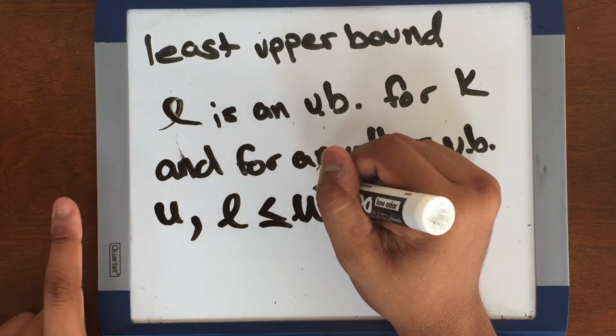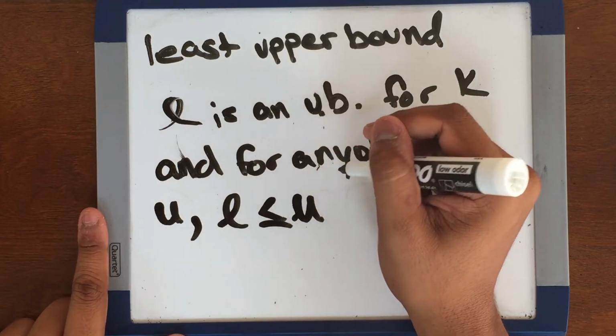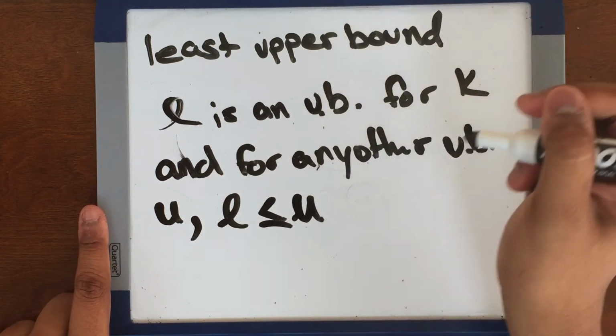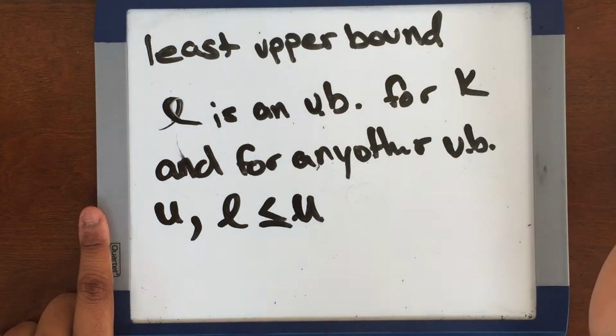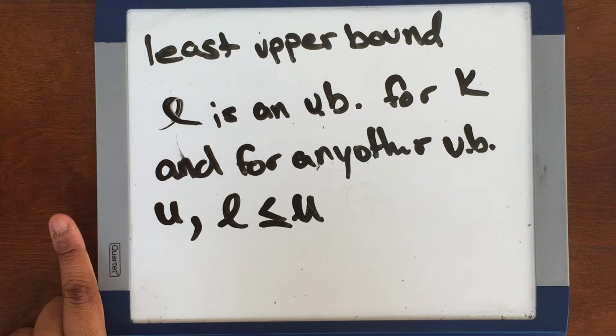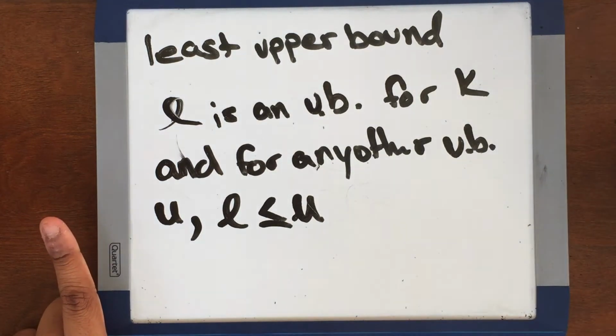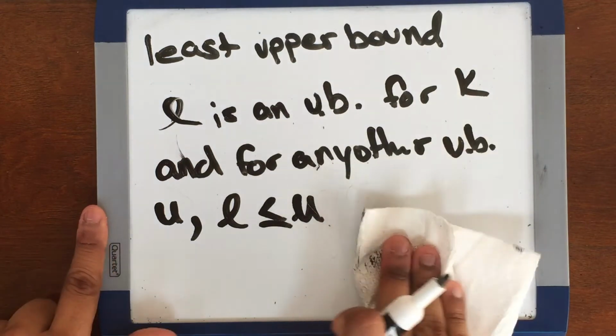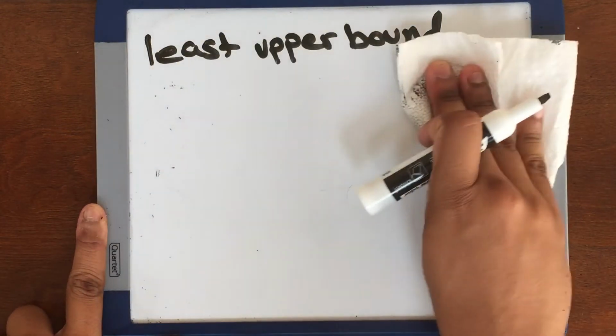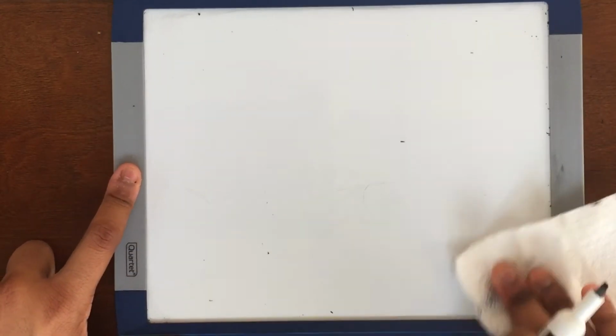Equivalently, if L is an upper bound for K and X is less than L, X is not an upper bound for K. A set which is bounded above may or may not have a least upper bound, depending on the construction of your set itself. We'll go into that further. Not every set will have a least upper bound, but it could still have upper bounds. So you might have upper bounds, but you might not have a least upper bound.